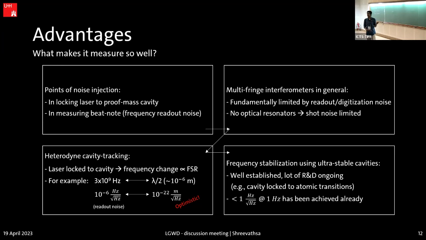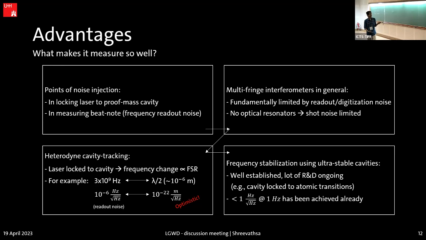What happens in some other multi-fringe interferometers? For example, deep frequency modulation interferometers or homodyne quadrature interferometers and so on. They are fundamentally limited by the readout noise because we are not tracking the frequency of the signal. Also, many of them don't use optical resonators, meaning we are quickly limited by the shot noise. And in heterodyne cavity tracking, the change of frequency is in proportion with the FSR of the cavity.